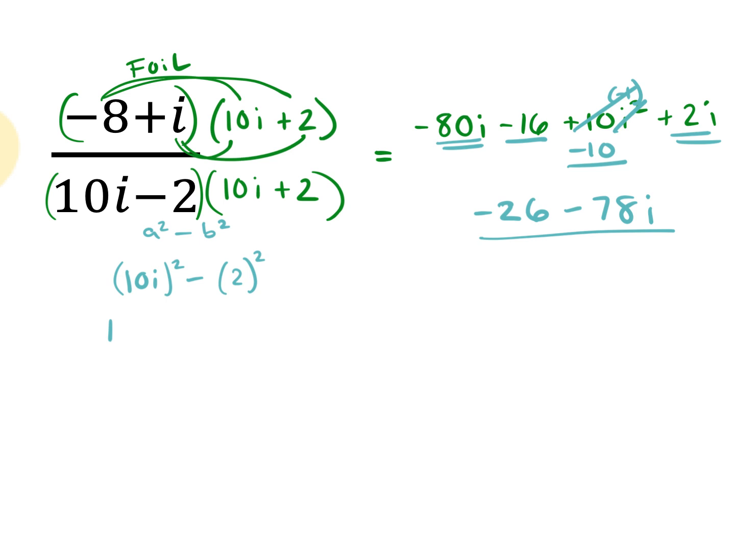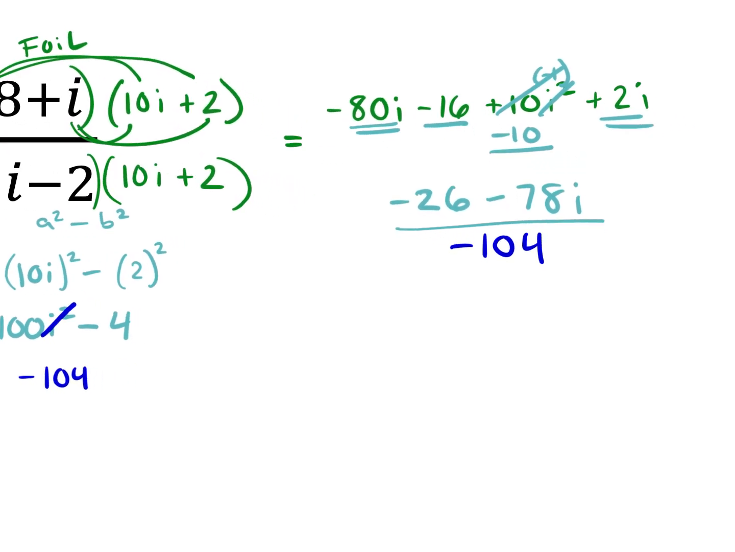So 10i squared would be 100i squared. Minus 2 squared would be 4. What should we do next? i squared changes to be -1, which makes this -100. So -100 minus 4 would be -104. So -104.